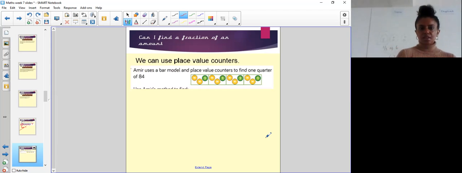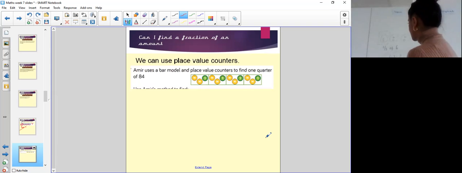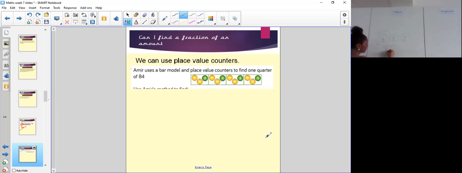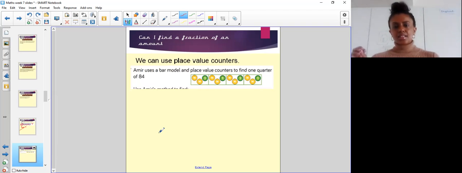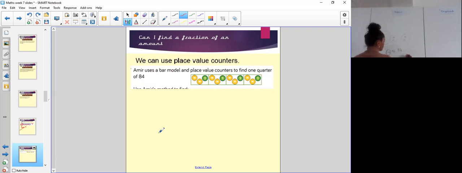So we can use place value counters. So Amir uses a bar model and place value counters to find 1/4 of 84. So how are we going to find a quarter of 84? Now, because we know we're finding a quarter, as you can see here, there are 4 segments of our bar model. 1, 2, 3, 4. So that's the denominator. And instead of using the counters spreading out 84, they've used 10s and 1s. So the number 84 itself has 8 10s and 4 1s.